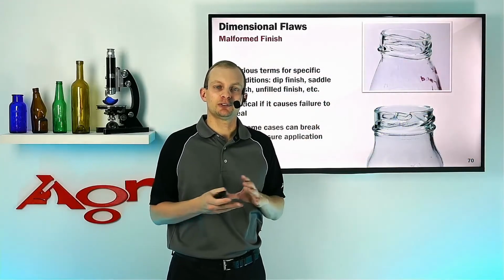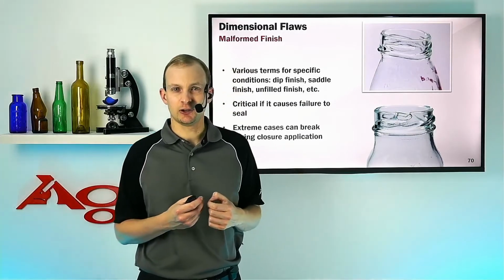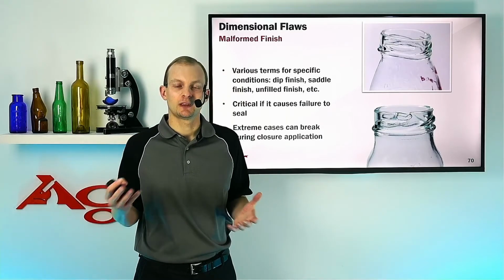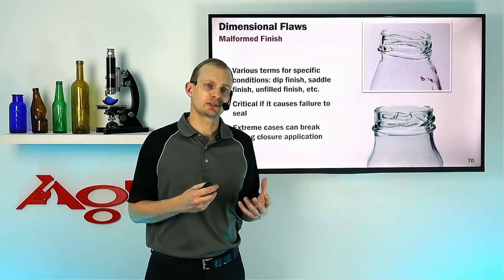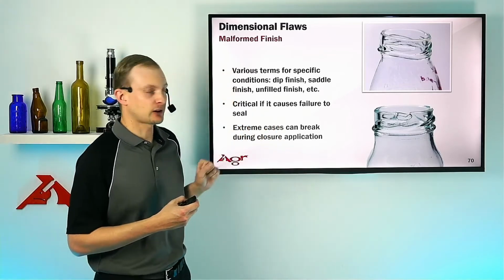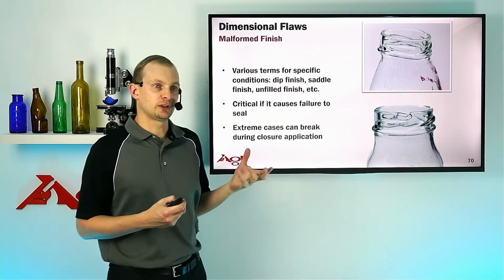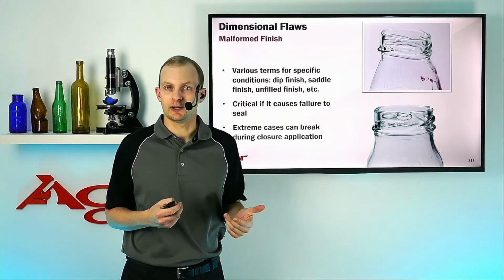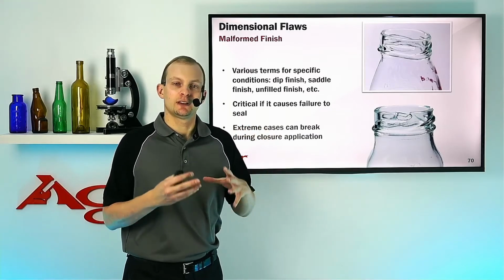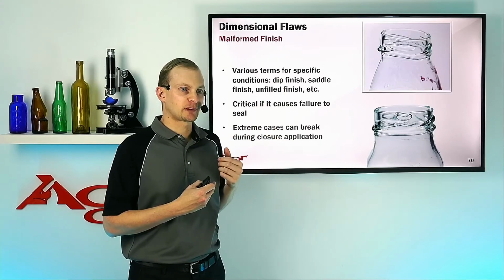These dimensional type of flaws, the first one we'll look at is, again, a broad family of flaws that can roughly be categorized as malformed finishes. Malformed finishes are when we have issues with that finish area, the top portion of our container. There are many specific conditions with different names. Things like a dip finish, a saddle finish, unfilled finish, warped finish. They can all refer to slightly different variations of a malformed finish.